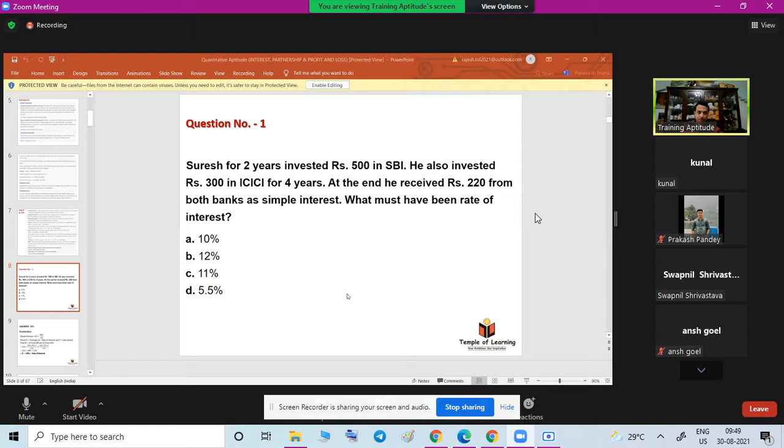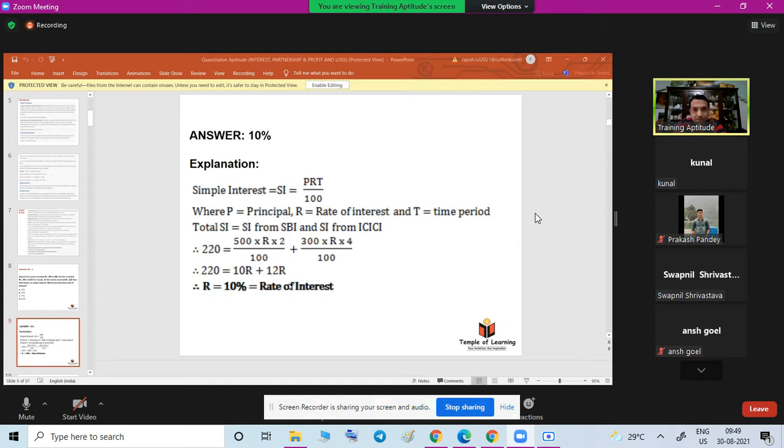Yes, please. One of the easiest possible ways to solve this is, let me take rate of interest as 1%. Then at 1%, SBI 10 rupees, ICICI 12 rupees, total 22 rupees. But in reality, it is 220. It is 10 times. The rate of interest is 10 times. This is the oral way. You want to solve it? Solve.